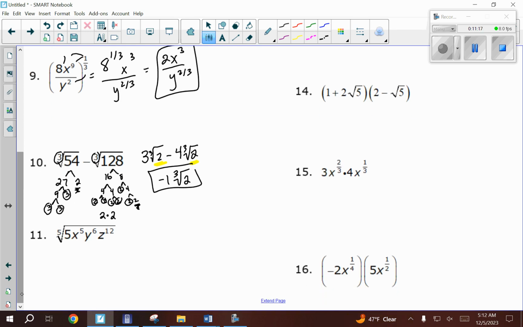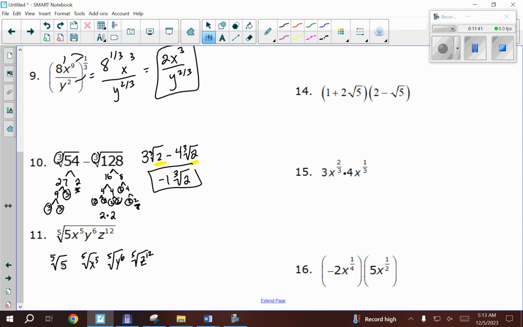Okay, next problem. What we can do is we can kind of separate this. So we can have the 5th root of 5, the 5th root of x to the 5th, the 5th root of y to the 6th, and then the 5th root of z to the 12th. Then you just work these pieces out individually.